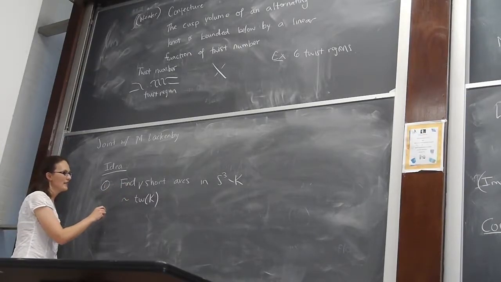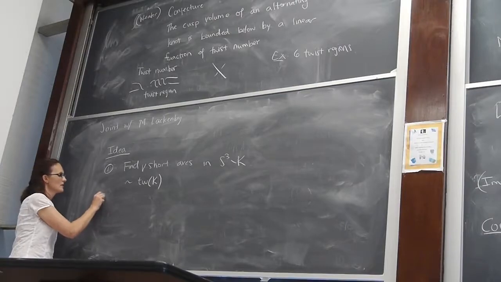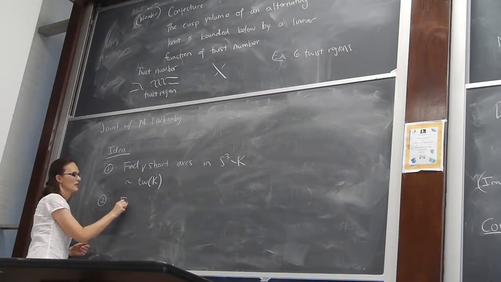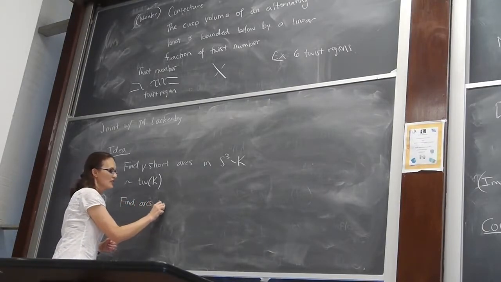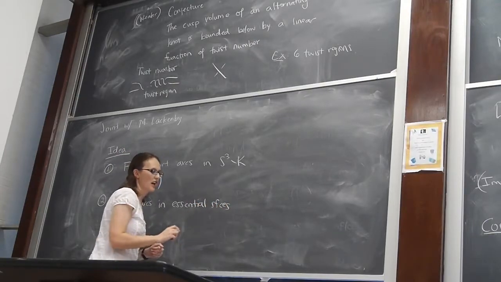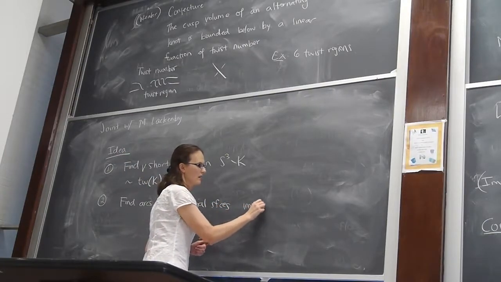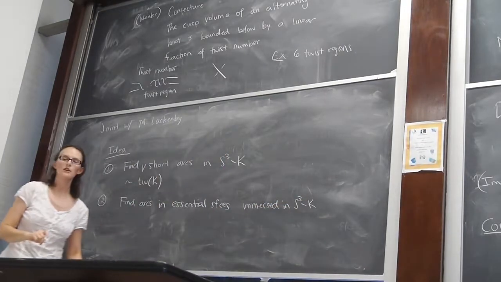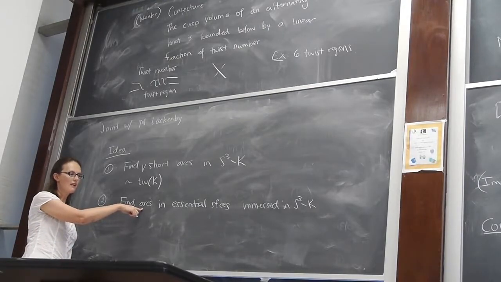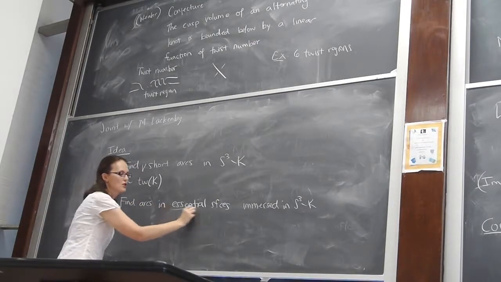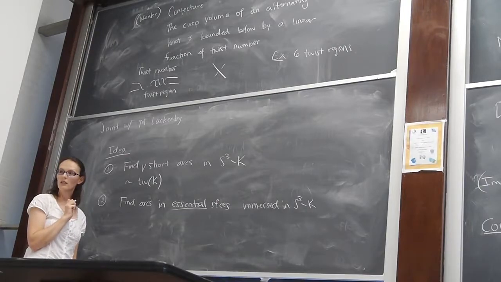The way that we're going to find these arcs is, instead of finding the short arcs in S3 minus K, first we're going to find the arcs in essential surfaces which can be immersed into S3 minus K. If I've got about twist number of K arcs in a surface that is essential, and I map those into my 3-manifold, because the surface is essential, those arcs will remain essential.